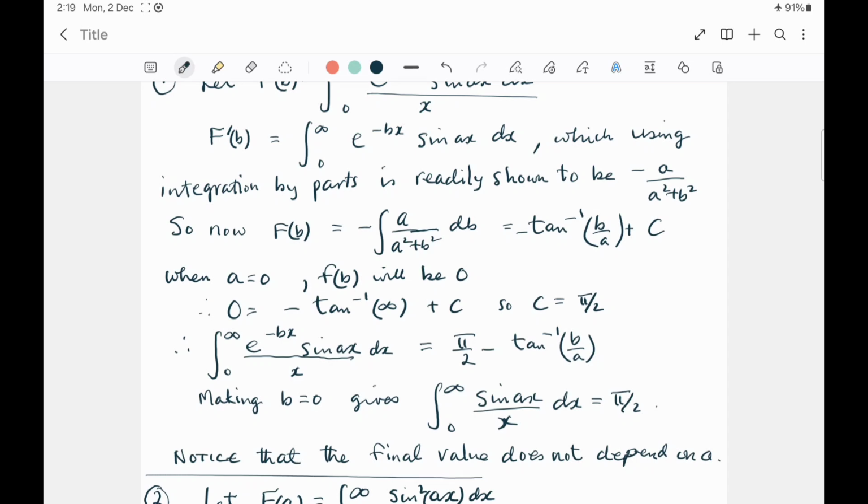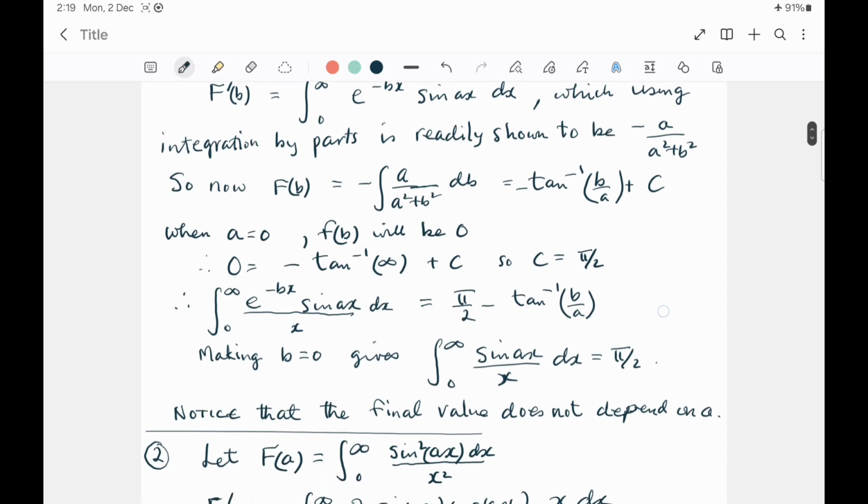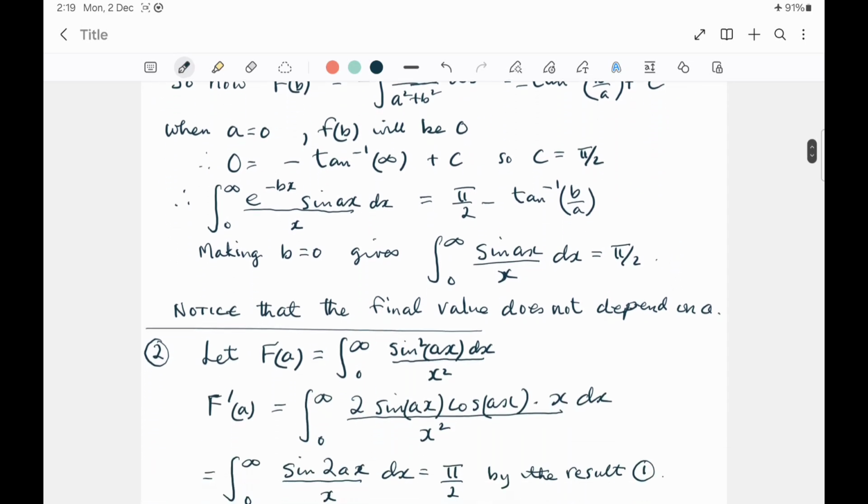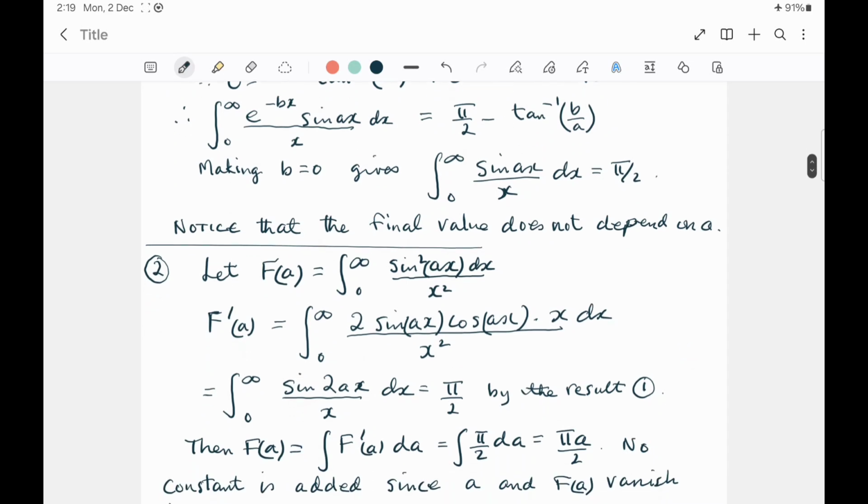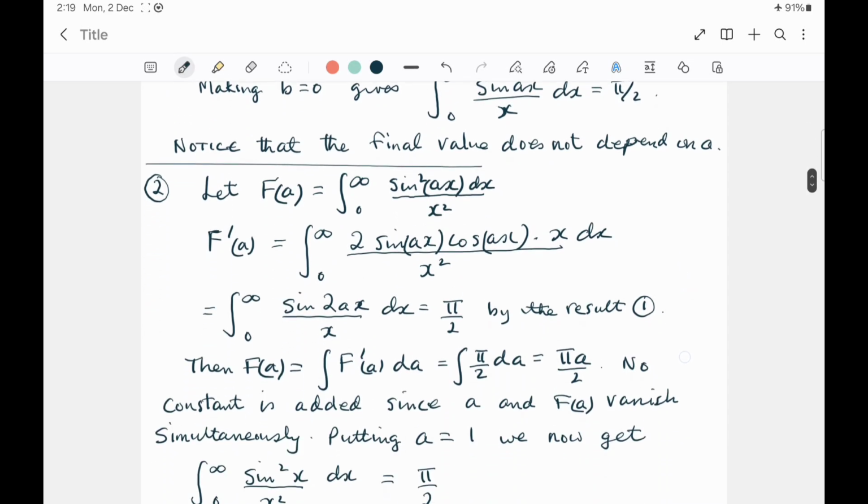If we put b equal to 0, that gives us the integral that we really want, which is the integral between 0 and infinity sine ax over x dx equal to pi upon 2. And notice that this final value does not depend on a. Now let's turn to the second part.